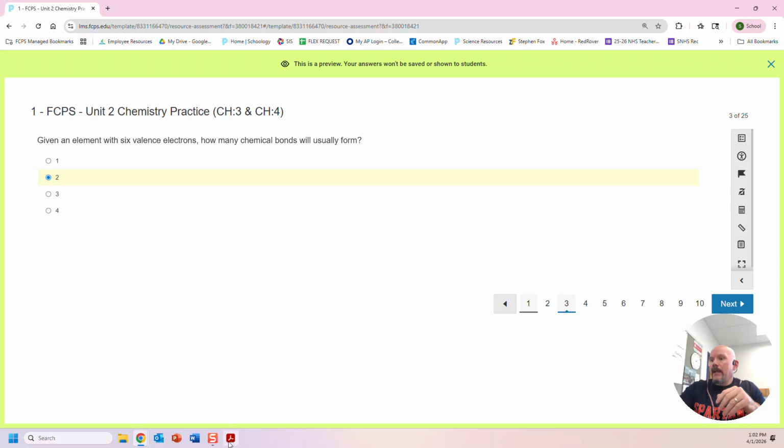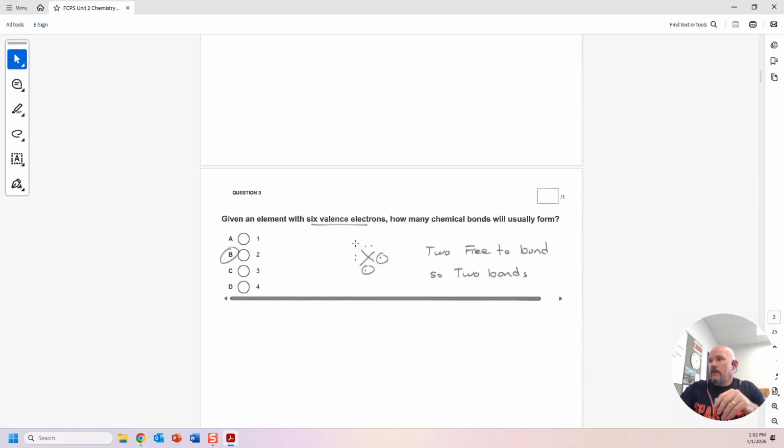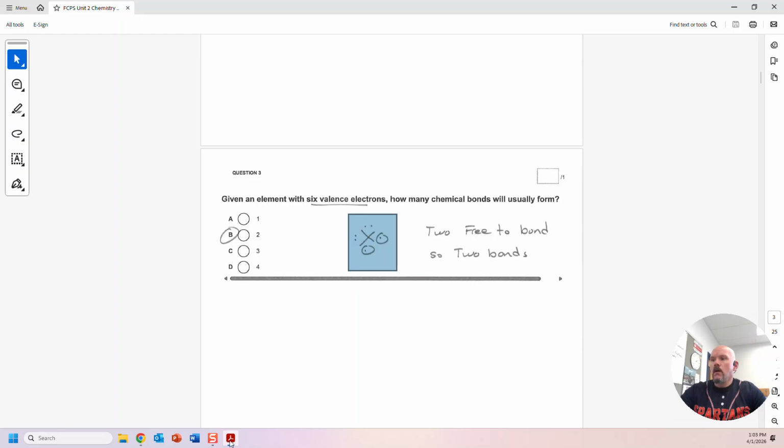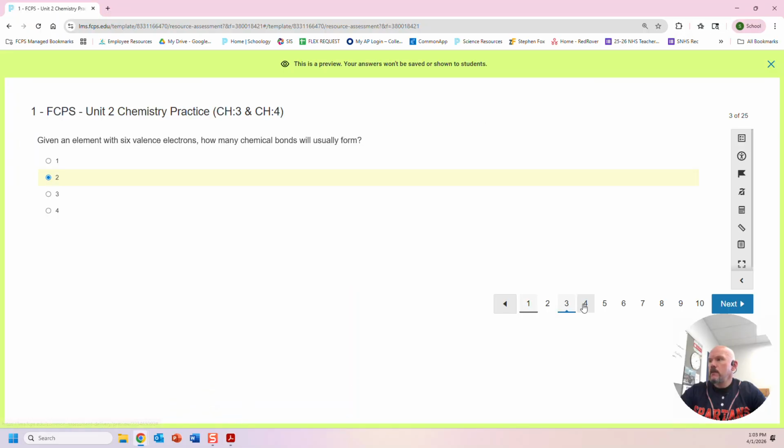Okay. But again, remember, if we drew a dot structure of an element that has 6 valence electrons, this is kind of how we draw the dot structure. And it's only the unpaired electrons that will form bonds first. So since I only have 2 unpaired electrons, I'll form 2 bonds. If I only had 1 unpaired electron, I'll form 1 bond, right? Carbon has 4 unpaired electrons in its dot structure, and that's why carbon normally has 4 bonds, okay? All right, let's go to the next one.